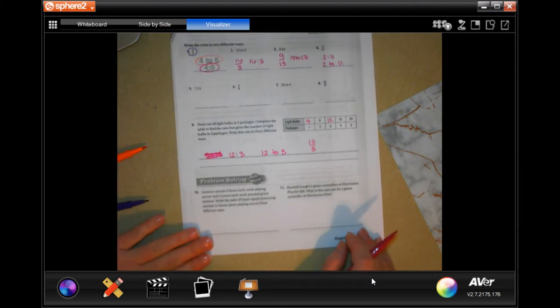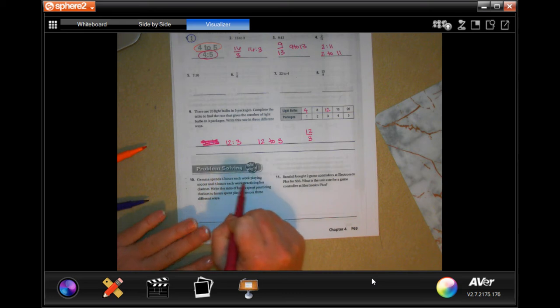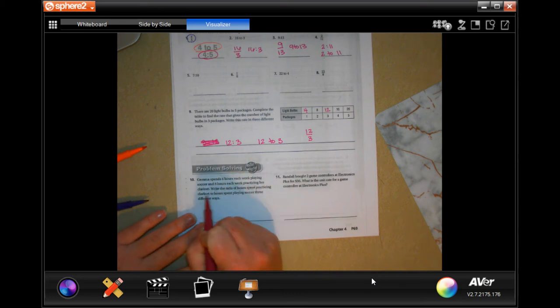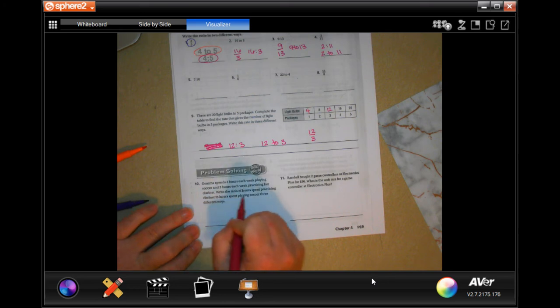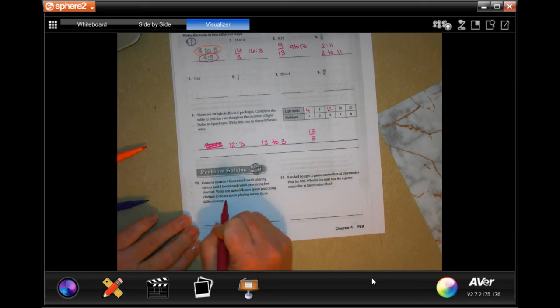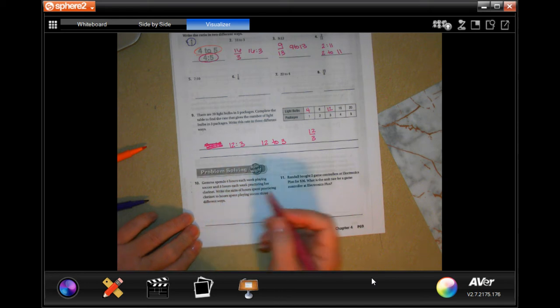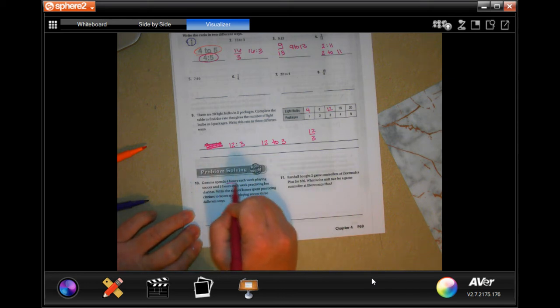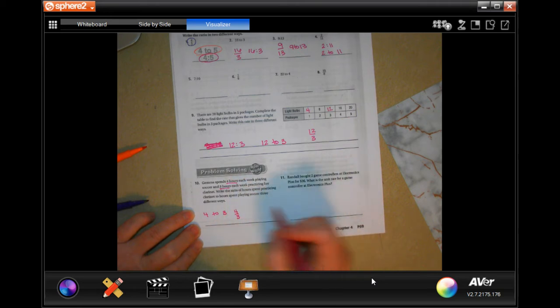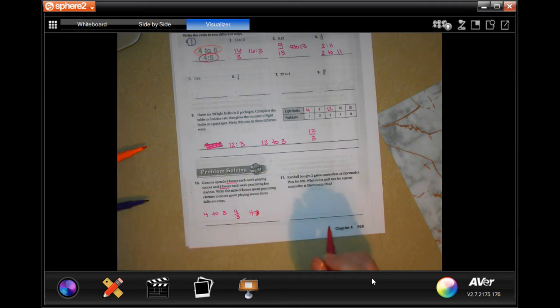Super easy. Gemma spends 4 hours each week playing soccer and 3 hours each week practicing her clarinet. Write the ratio of hours spent practicing clarinet to hours spent playing soccer 3 different ways. So we're going to have 4 to 3. We're going to have 4 over 3. And we're going to have 4 colon 3. Sorry, guys. You can do 3 to 4, totally fine. Doesn't matter. I did 4 first because that's what comes first in the problem.